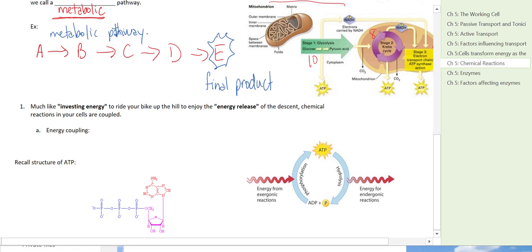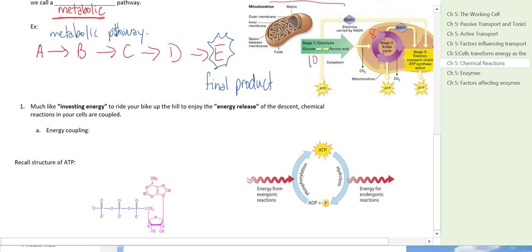Okay, guys, so just continuing on from our discussion on metabolic pathways, what we want to understand in these multi-step processes is much like investing energy in your bike ride up the hill, right? You put energy in, invested energy, to enjoy the energy release of the descent, going downhill.